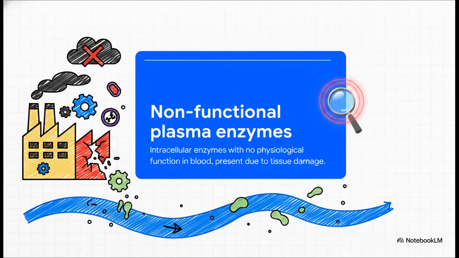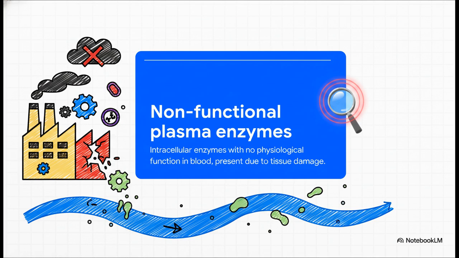To really understand the concept of non-functional plasma enzymes, I want you to think of our body's cells as highly specialized, localized factories. Each of these factories contains very specific machinery, and these are our intracellular enzymes. They do all their important work strictly inside the cell. However, when there is a sudden energy imbalance, maybe due to bacterial toxins, infective agents, or just a lack of oxygen, these factories sustain damage. Their structural walls, the cell membranes, become compromised. And what happens next? That internal machinery, those enzymes, leak right out through the broken membranes and wash into the bloodstream, which is essentially the river connecting all our organs.